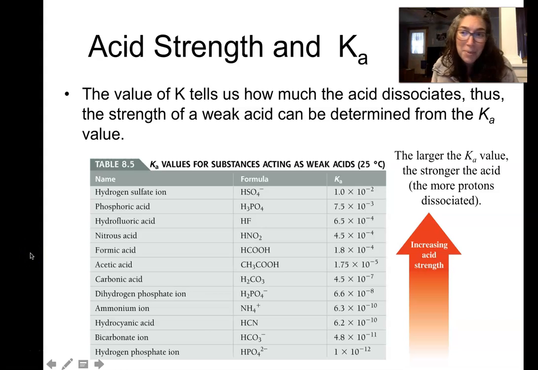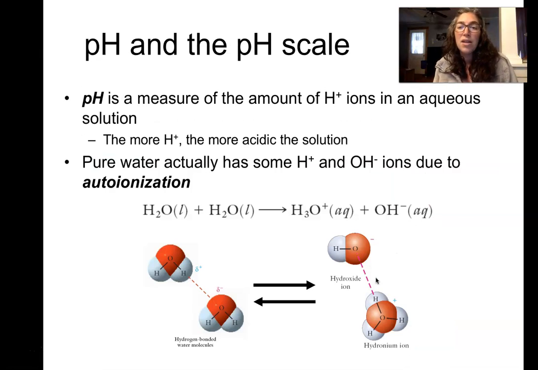All right, so a simple homework problem might just ask you which one is the stronger acid, and it'll give you 2 acids and give you their Ka values and simply ask you to pick the one with the higher Ka value. So another way that we can measure the strength of acids is using a scale called the pH scale. And the pH scale is a measure of the amount of hydrogen ions that are in an aqueous solution. The more hydrogen ions there are, the more acidic the solution is, because remember, acids produce hydrogen ions.